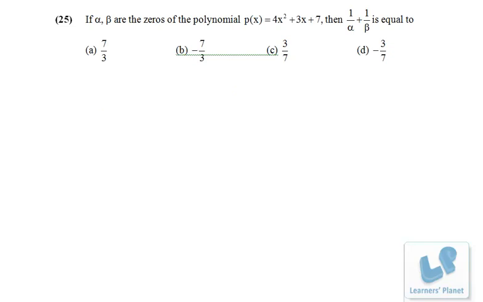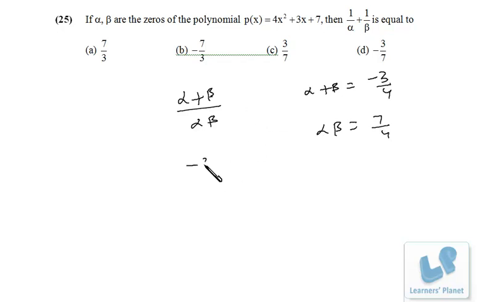Over here also similarly we can calculate. The same expression is there. Alpha plus beta by alpha beta we have to calculate. Alpha plus beta is what? Minus b by a, that's minus 3 by 4, and alpha beta is what? 7 by 4, right? Just put the value, minus 3 by 4 into 4 by 7, so it's minus 3 by 7, right?